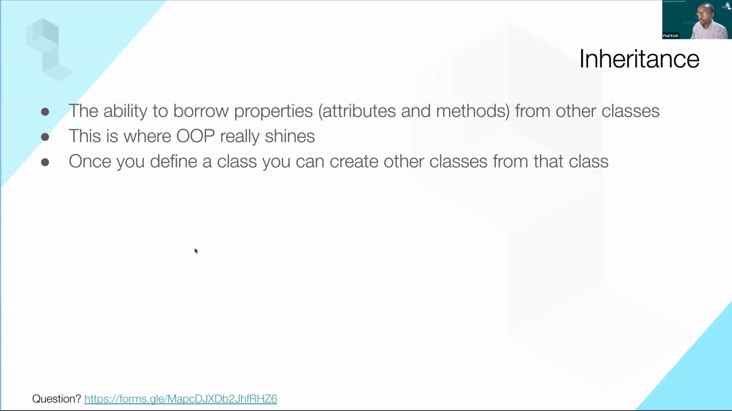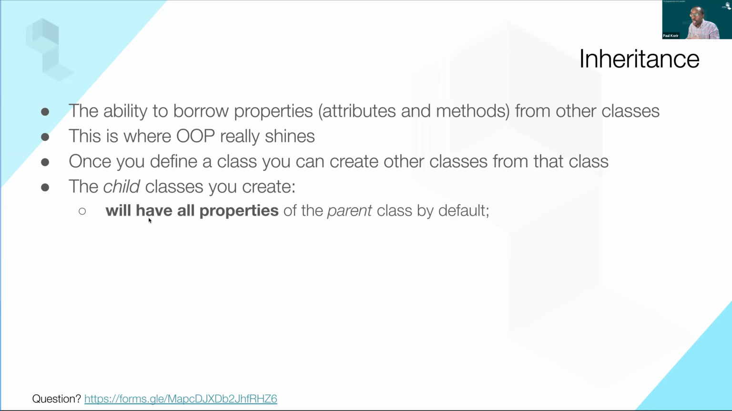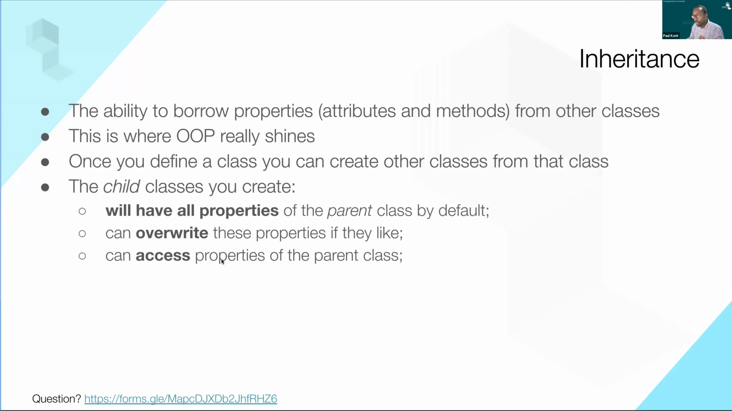So once you define a class, you can create other classes from that class. The child class, so you have a class and then you make another one. The other one you create is called a child. So it's a child class. That's why we have a tree. It'll have all the properties of the parent class. So initially, it'll be an exact copy of the parent class by default. And now you can overwrite these properties if you like. And I'm going to show you how we'll do that using some special features of the language. You can access properties of the parent class. In other words, within the child, you can refer to things that were present in the parent class.